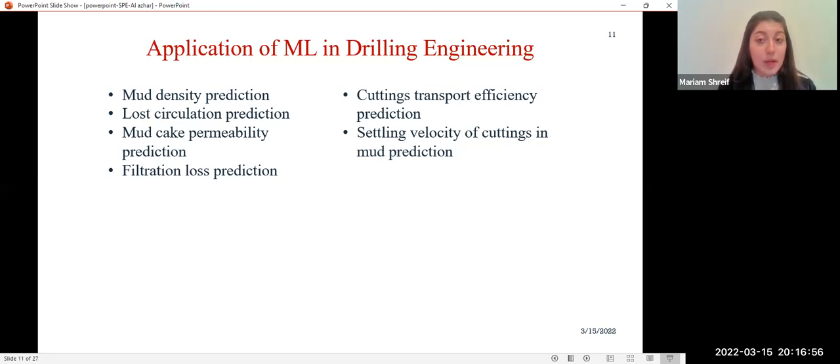Also, machine learning can be applied in drilling engineering to decrease the drilling cost and improve the drilling operations. So we can predict the mud density, the loss circulation, the mud cake permeability, the filtration loss, and the settling velocity of cuttings.